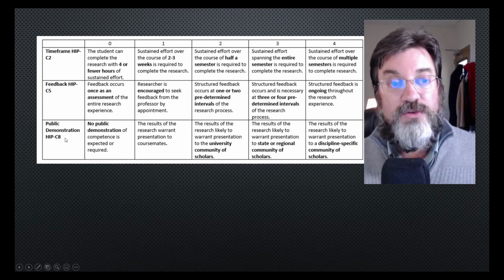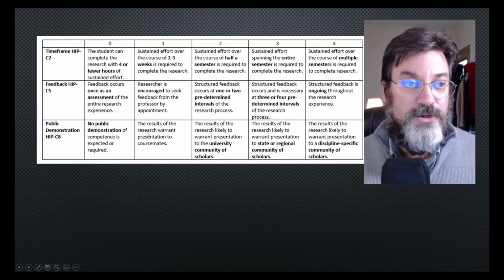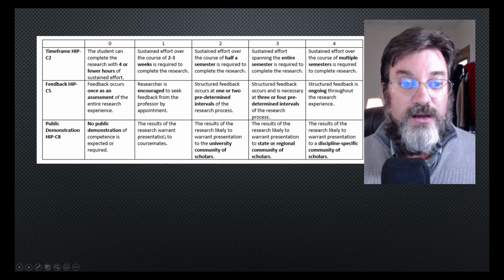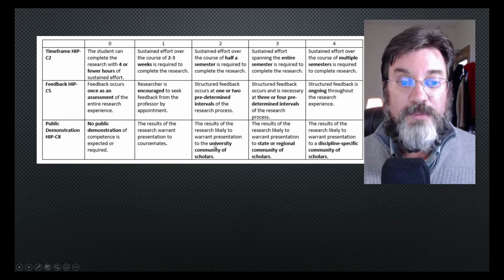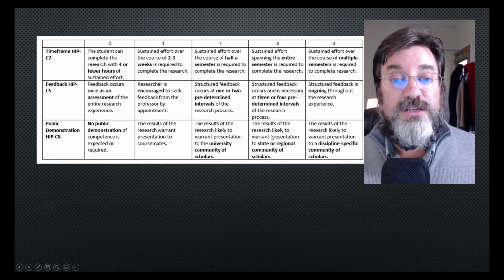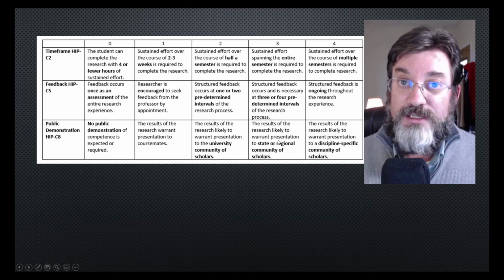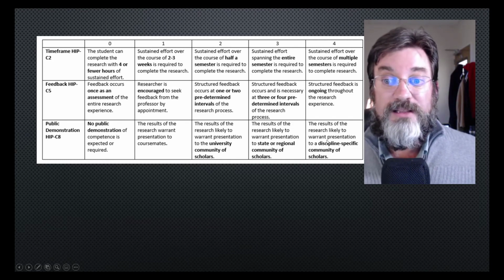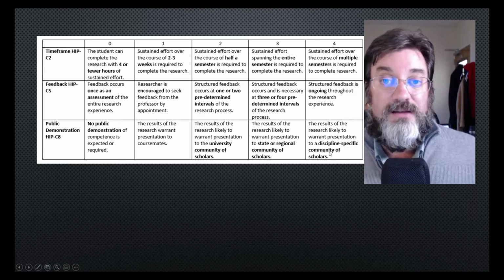And public demonstration. No public demonstration of competence is expected or required. No points. The results warrant presentation to course mates. The results likely to warrant presentation to the university community of scholars. That's worth 2 points. The results of the research likely to warrant presentation to state or regional community of scholars. That's 3 points. Or the results of the research likely to warrant presentation to a discipline-specific community of scholars. That's a level 4 points.